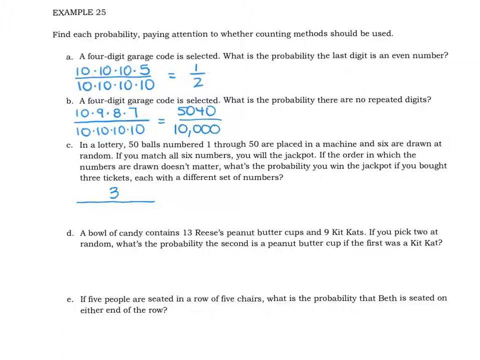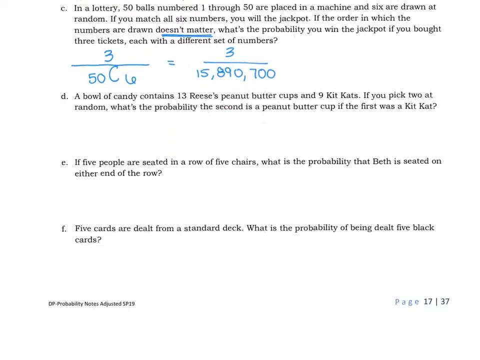Now the denominator is how many total possible sets of winning numbers are there, okay? And it very clearly says the order doesn't matter, okay? Order doesn't matter. So there are 50 numbers, and they are choosing 6 of them to be drawn as the winning numbers. And so you have a 3 out of 15,890,700 chances. Not very good. Don't play the lottery, save your money, buy something else.